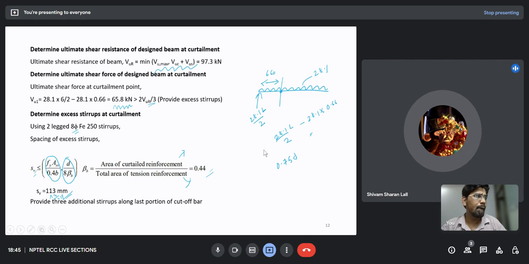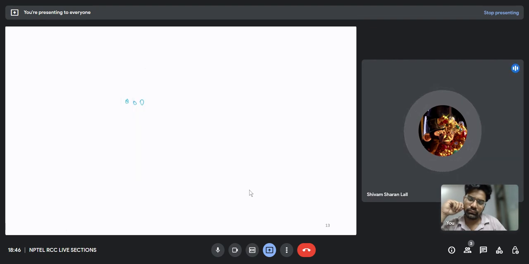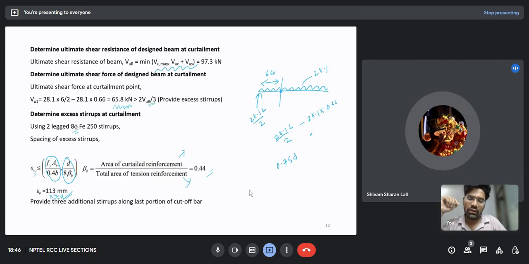Sir, in one of the detailings, I have seen them saying that Ast by 3 and Ast by 4 should be followed. So in the next class, I will be solving a problem on two-way slab, and I have planned to also discuss the curtailment part of the slab. So don't worry about it. Let me collect all that data and summarize it for you and explain it better.